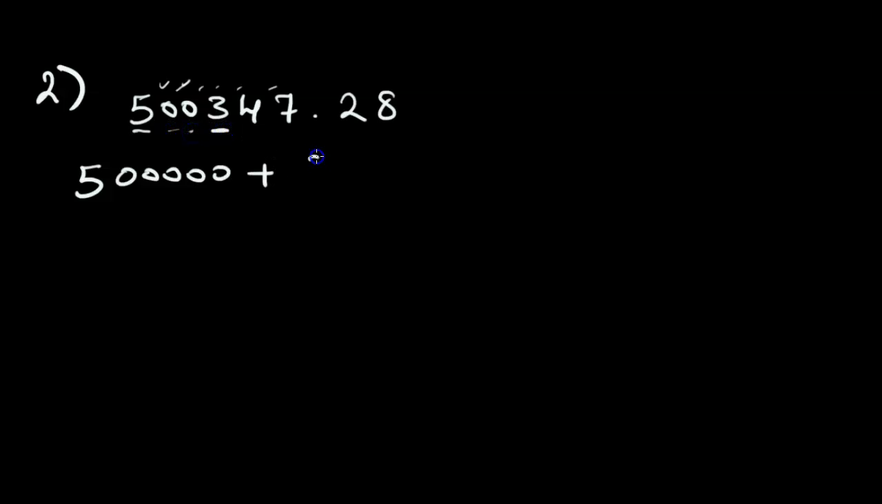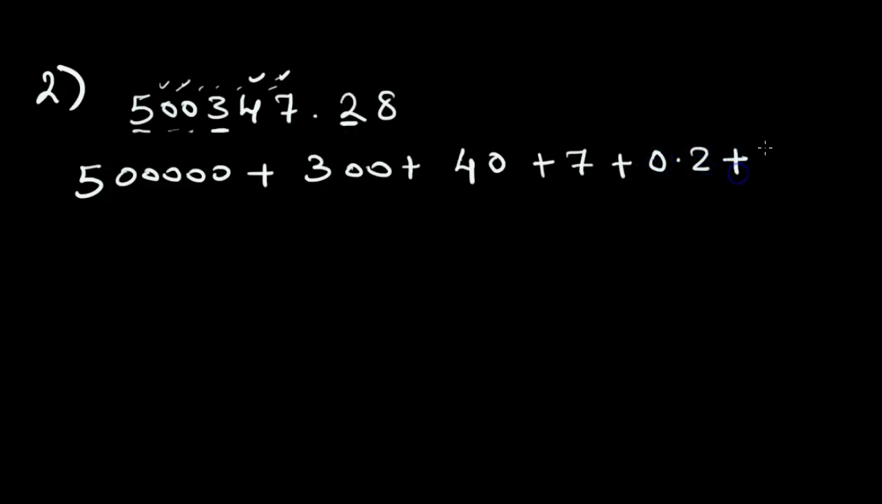Next I have is a 3 with 2 zeros. Next I have is a 4 with 1 zero. Next is 7 with no zero. Next we have is 2 at the first decimal place, that would be 0.2. Next we have is 8 at the second decimal place, that is 0.08. So this is how we write down a number in expanded form.